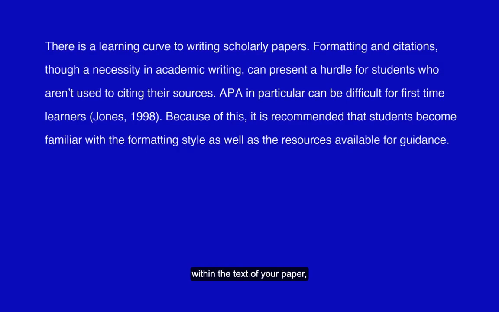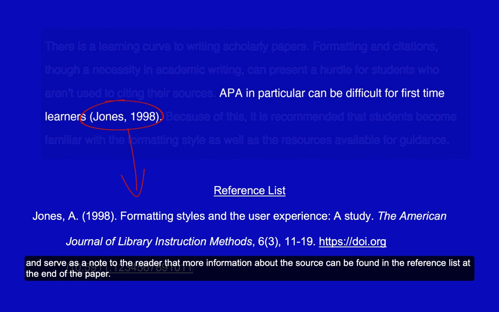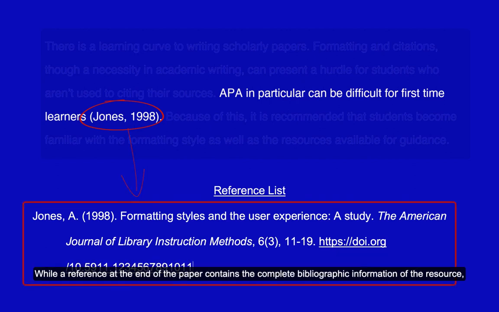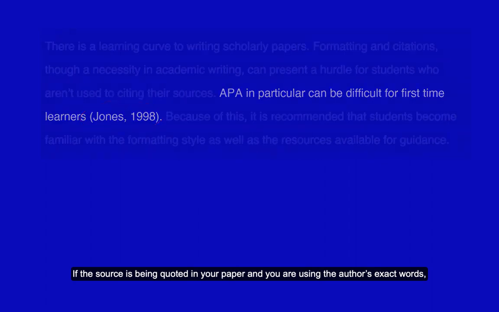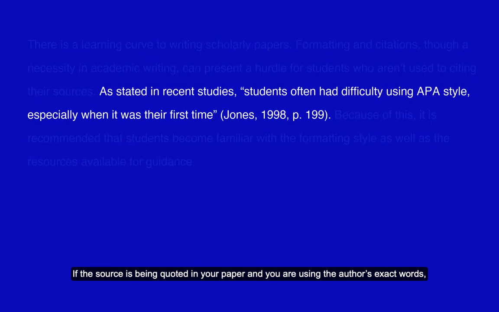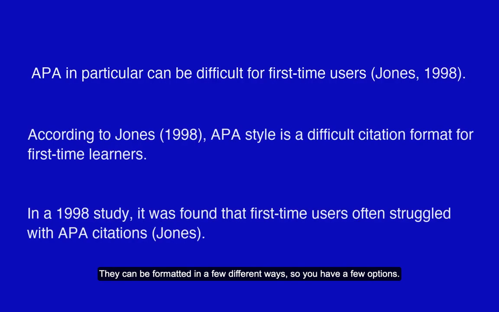In-text citations are placed, wait for it, within the text of your paper, and serve as a note to the reader that more information about the source can be found in the reference list at the end of the paper. While a reference contains the complete bibliographic information of the resource, in-text citations typically just feature the author's names and year of publication. If the source is being quoted in your paper and you're using the author's exact words, a page number is also required to show where in the article you are quoting. They can be formatted in a few different ways, so you have options.